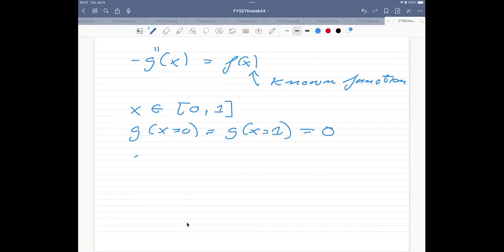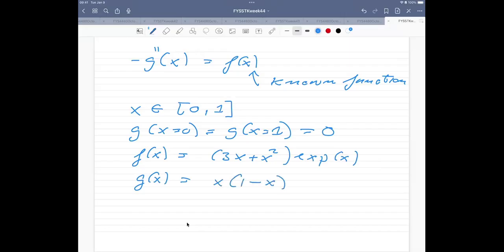Now, this is a case which also has an analytical solution. If we now set f of x equal to (3x plus x squared) multiplied with the exponential of x, that gives an analytical solution, and that makes it very useful when we want to compare with the numerics, of (1 minus x) multiplied with the exponential of x.